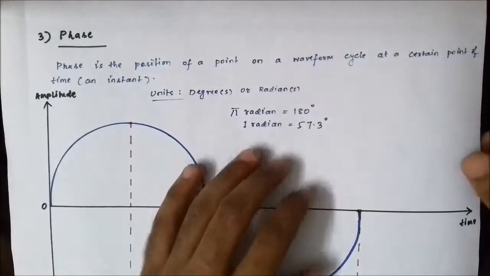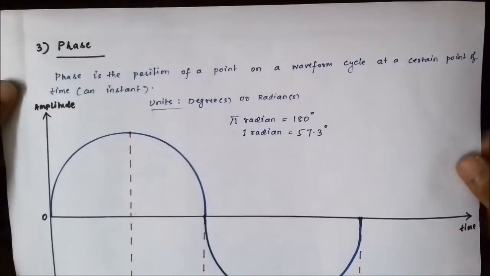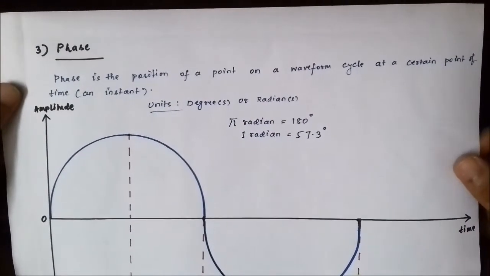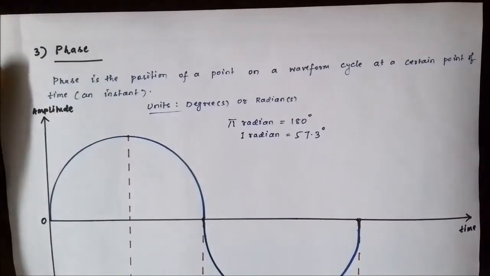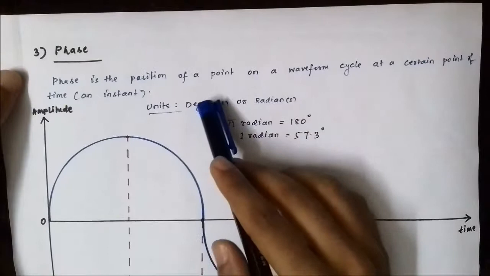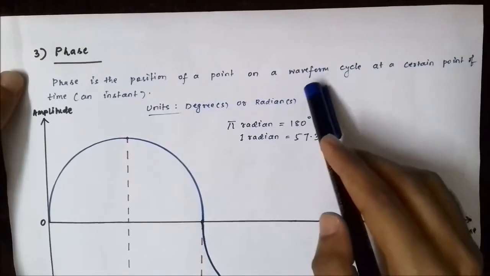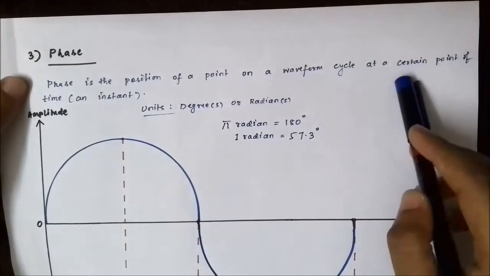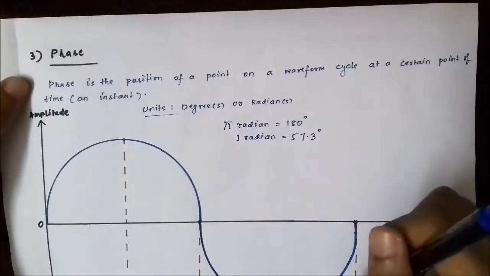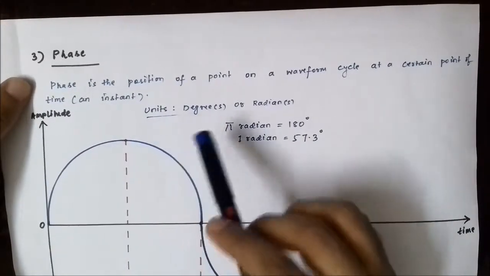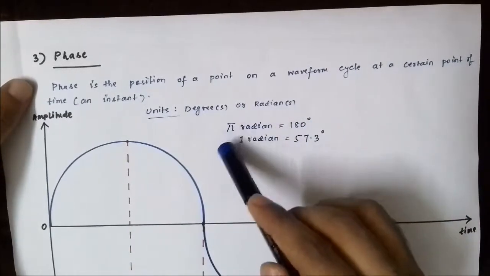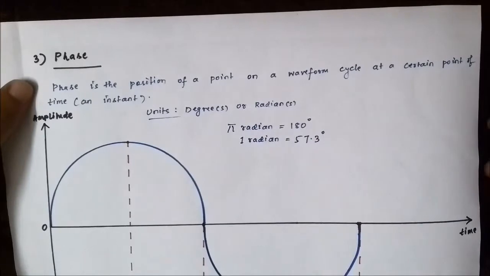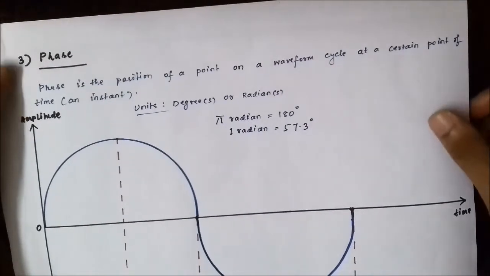The next characteristic or parameter associated with a signal which we are going to discuss is the phase. Phase is defined as the position of a point on a signal waveform at a certain instant of time. The phase can be expressed either in degrees or radians. The relationship is pi radian is equal to 180 degree, where pi is equal to 3.14.